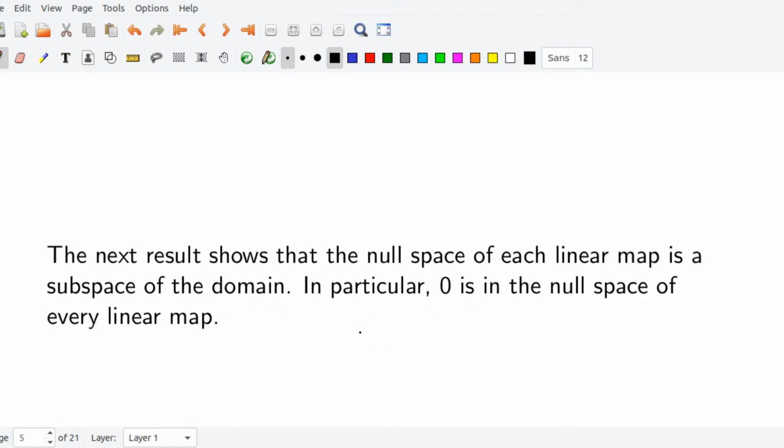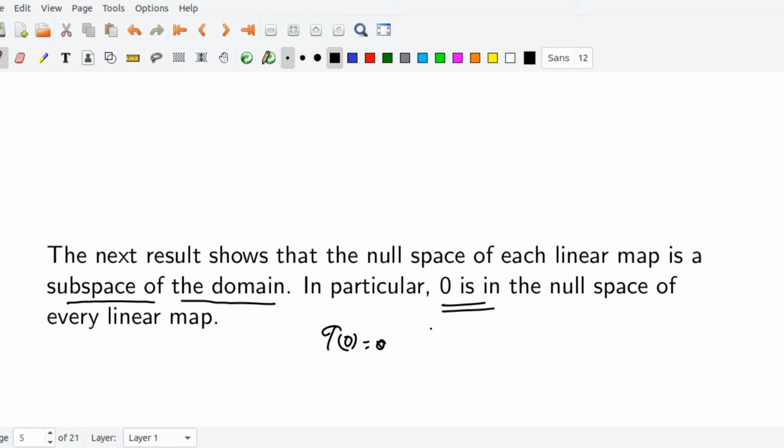The next result shows that the null space of each linear map is a subspace of the domain. In particular, 0 is in the null space of every linear map. Actually, we already proved that 0 is in the null space corresponding to every linear map. That is, T(0) equals 0 is always true. Every linear map must map the 0 vector in the domain into the 0 vector in the codomain.